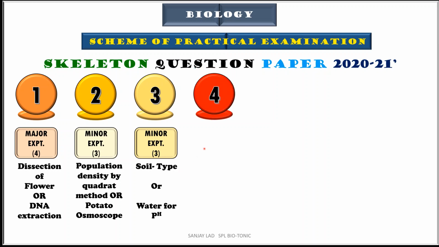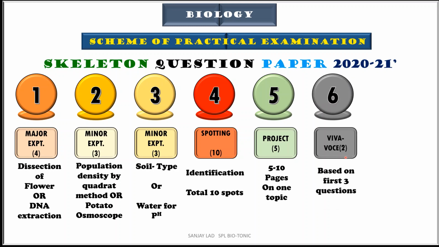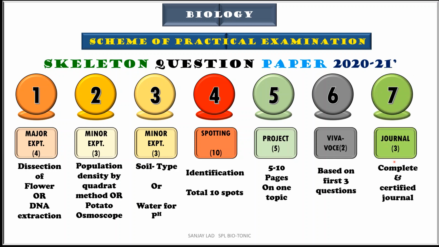Now, question 4 is identification. It includes total 10 spots carrying 1 mark each. Now, question 5 is project. If you write 5 to 10 pages in the handbook about the topic given by your teacher, then you might get 5 full marks. Question 6 is for 2 marks and examiners will take your oral based on the first 3 questions. The last question is about journal.